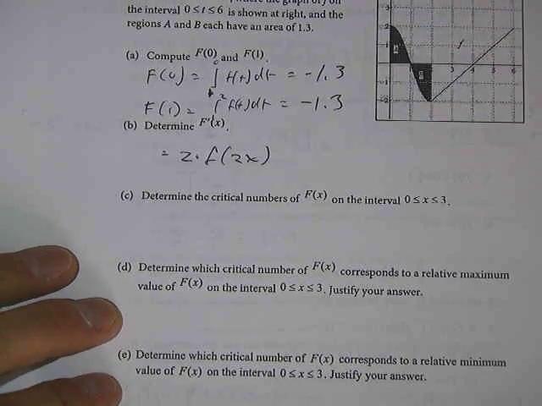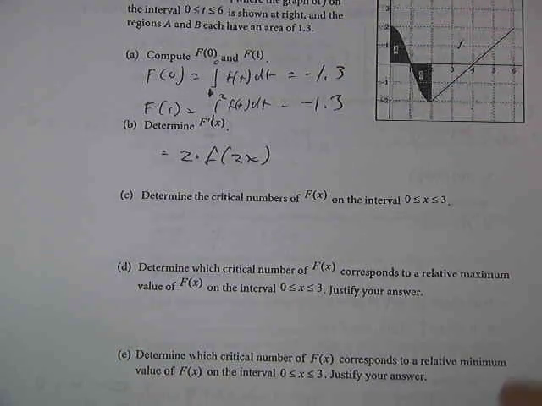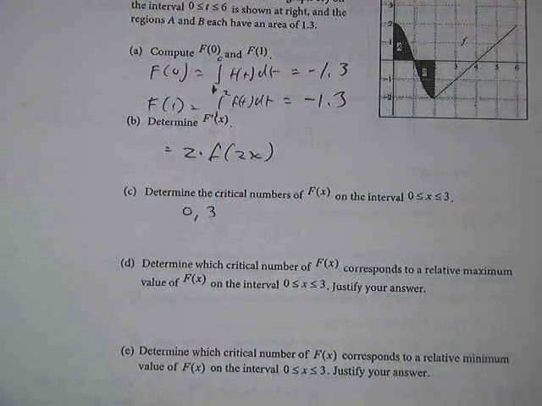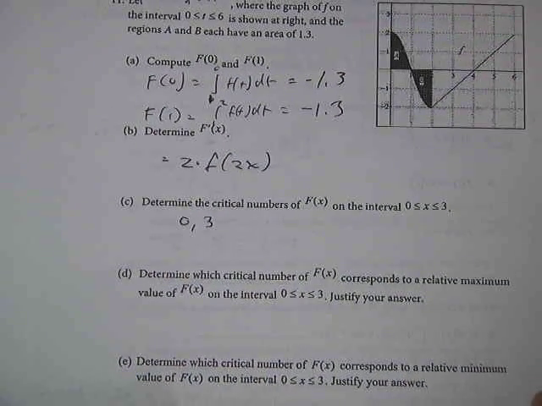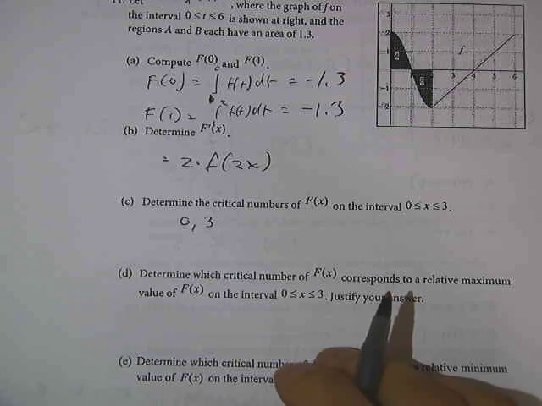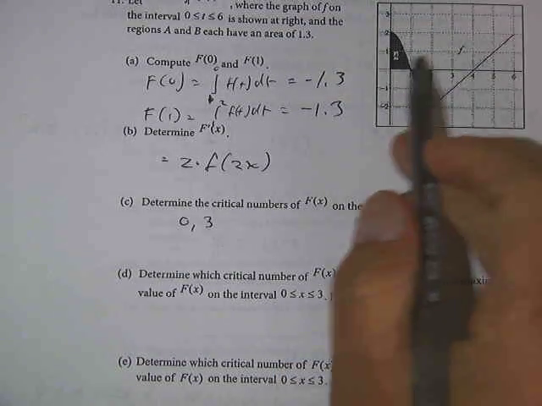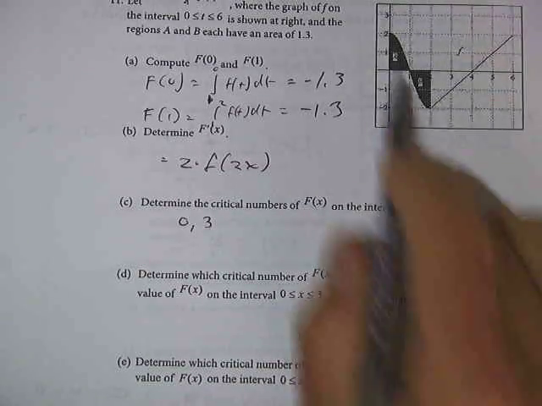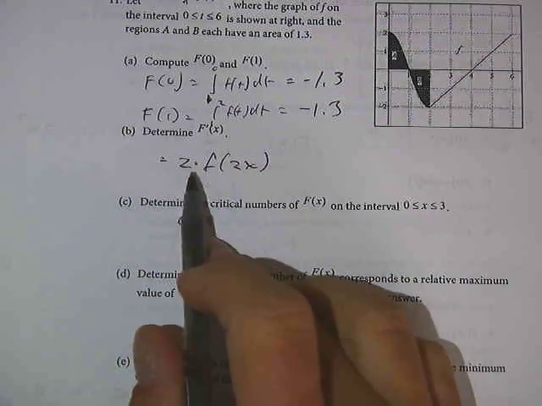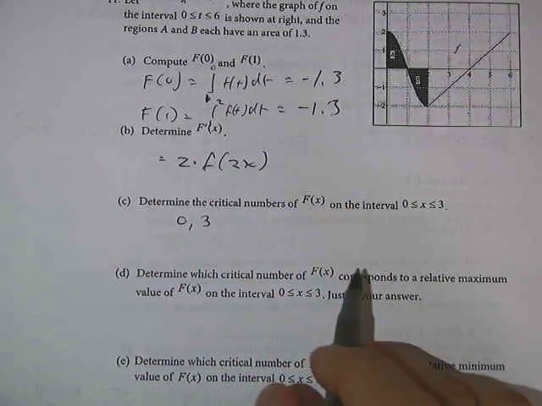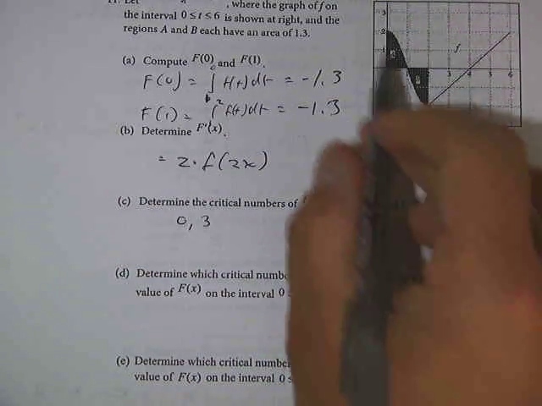Then the next part says determine the critical numbers of big F on the interval 0 to 3. Well, we have a closed interval here, so 0 and 3 are two of the critical numbers. The rest are when the derivative equals 0 or when the derivative does not exist. We can see the picture of the derivative here is related to this function. This is f. Our derivative is f of 2x times 2.